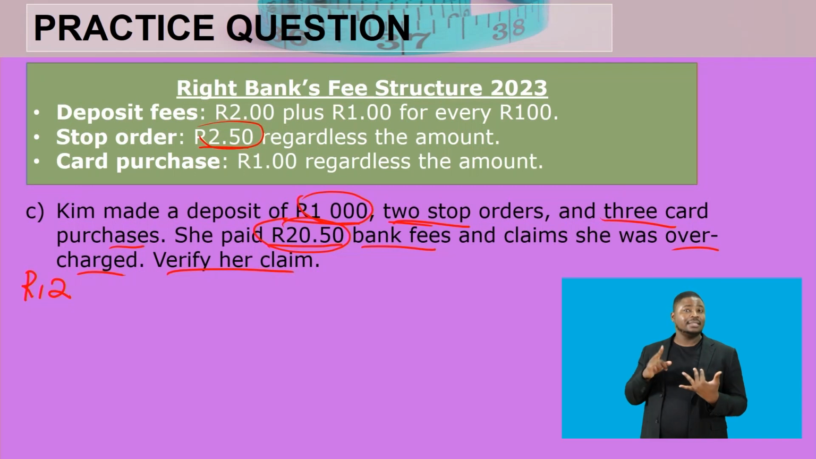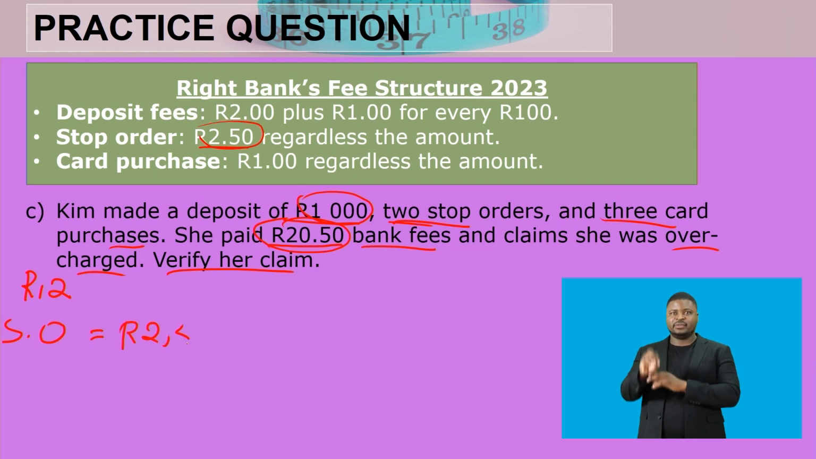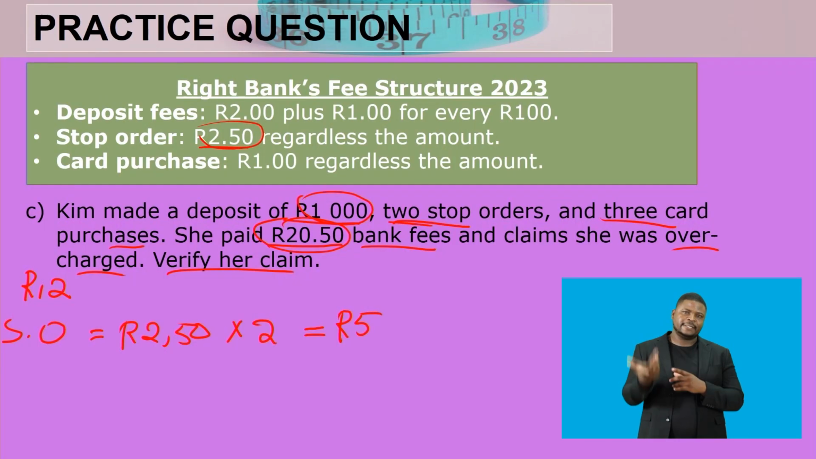So how many stop orders did Kim make? She made 2 of them. So it means we're going to say for the stop order, I will abbreviate it as SO. And then we have 2 rand 50 cent multiplied by 2. What is 2 rand 50 multiplied by 2? When you have 2 rand 50 and 2 rand 50, already you know that 2 and 2 will give us 4. 50 and 50 will give us 1 rand. 1 rand plus that 4 gives us 5 rand. So you don't need a calculator for such. So we have 5 rand.